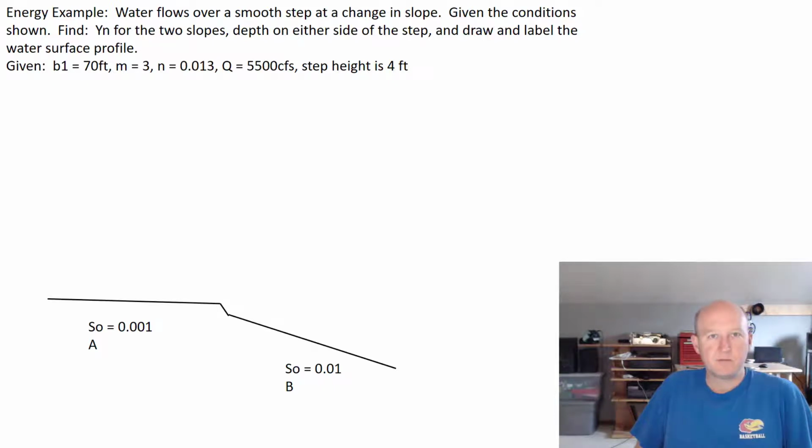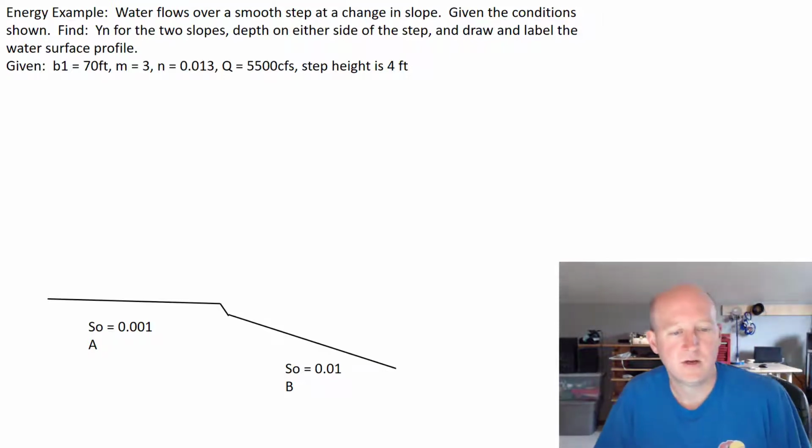Let's go through a couple of examples with change in slope, either going from a steep slope or a mild slope to the opposite, and a step down at the same time. So we'll get two different normal conditions, and we'll get to do some energy balance stuff, and we might get to do a hydraulic jump. So here's our first example.